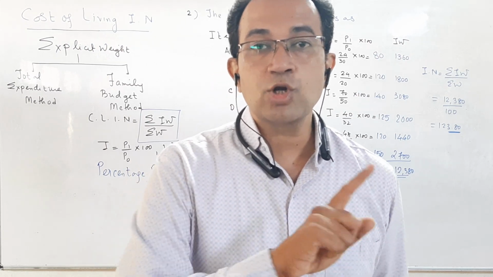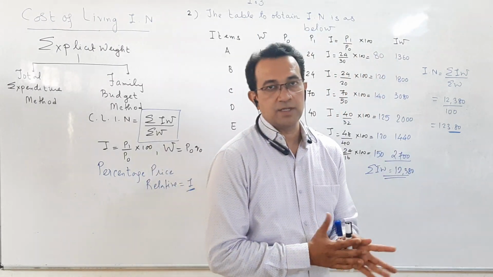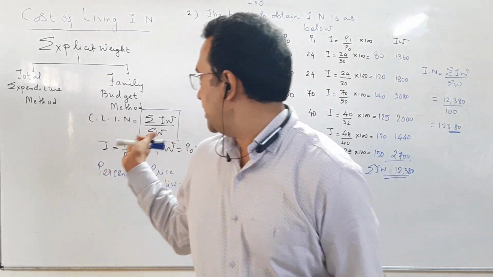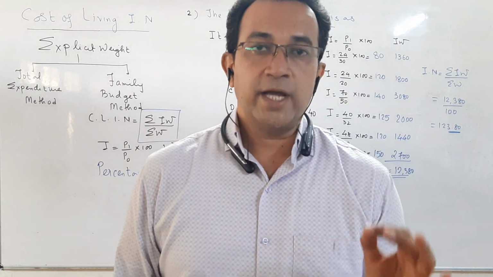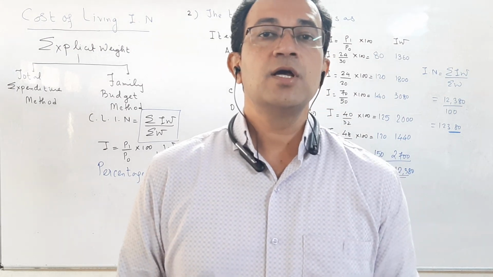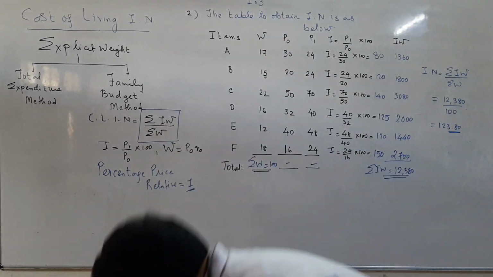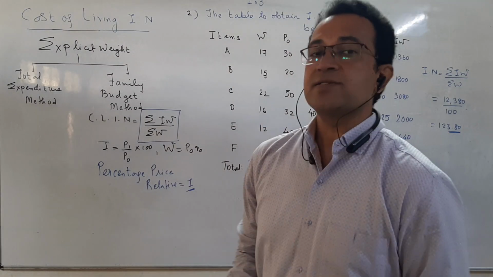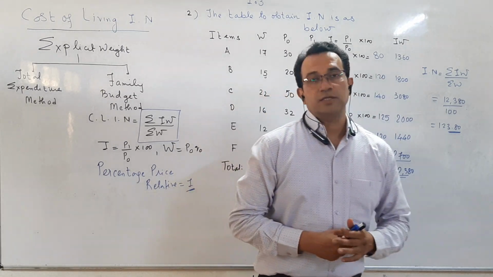Mind you, this is not the cost of living index number. This is a simple index number, but the formula is applied as given in the family budget method. So whenever weights are given, we have to use the formula sigma IW upon sigma W, students, to find index numbers. So this is very, very important.